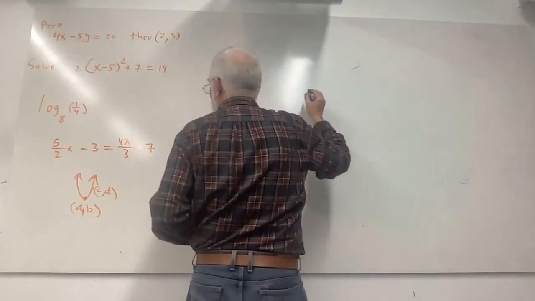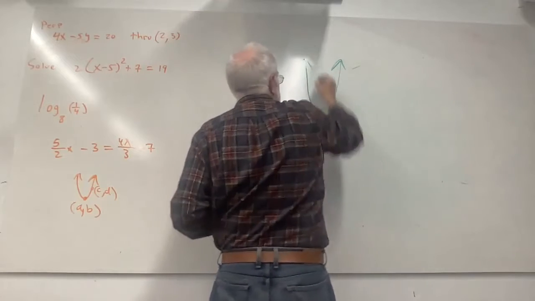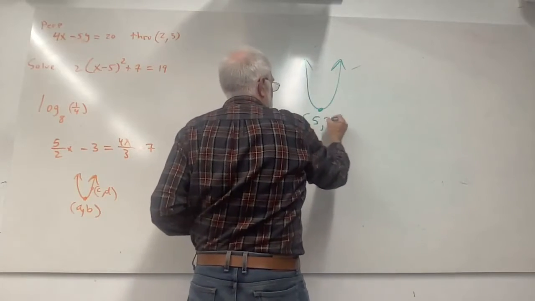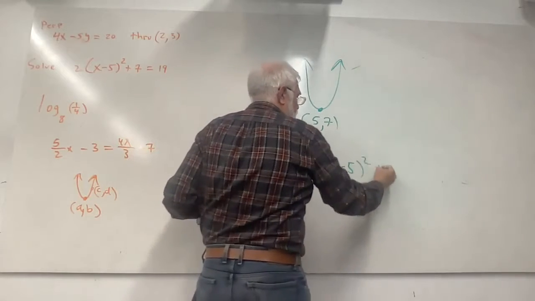So now we're going to look at, I think that was enough practice for that, I hope. Now we're going to look at parabolas. I'm going to look at 5, 7. So what do you do when you see the 5, 7? You write x minus 5 squared plus 7.